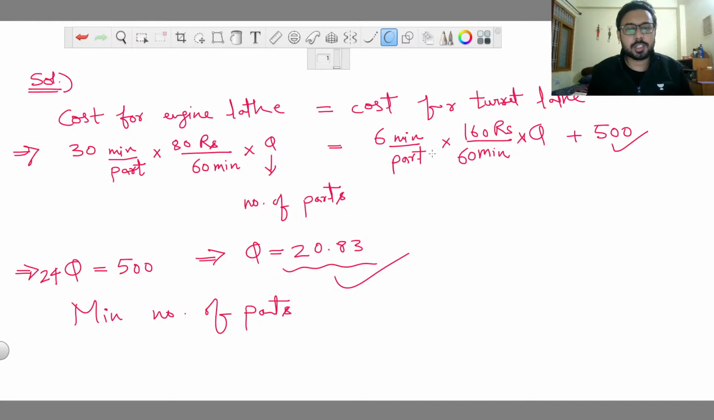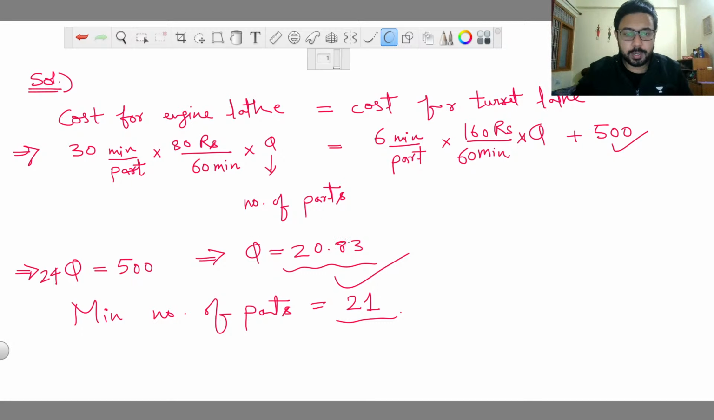But it is asked here what the minimum number of parts is. So the minimum number of parts should be a whole number. First of all you have to understand that it should be 21. It shouldn't be 20 because 20.83 is produced, and we have to make this a whole number, so it will come out as 21.